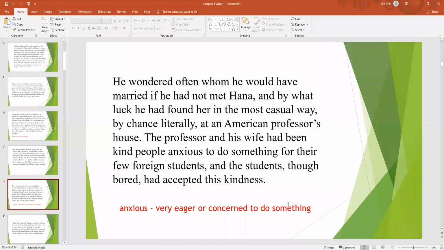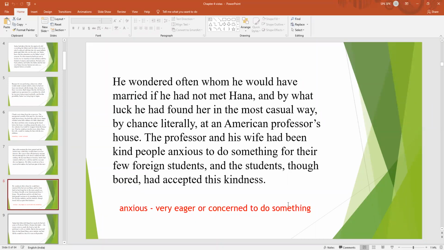Now, where did they meet? In America, at an American professor's house. Sudhir felt himself very lucky that he found Hannah as a wife, and they met in a very casual way. You can say they met there accidentally.